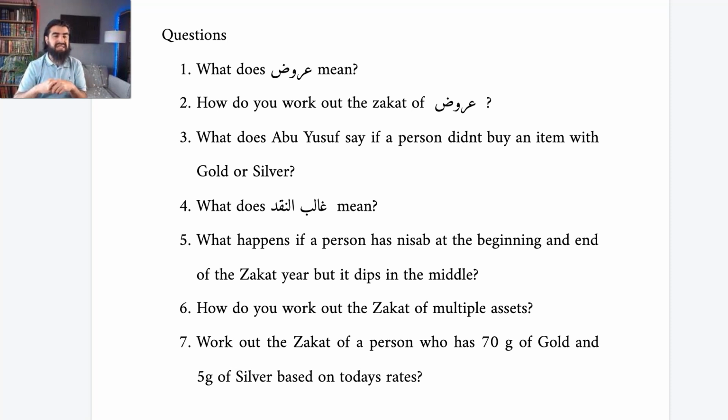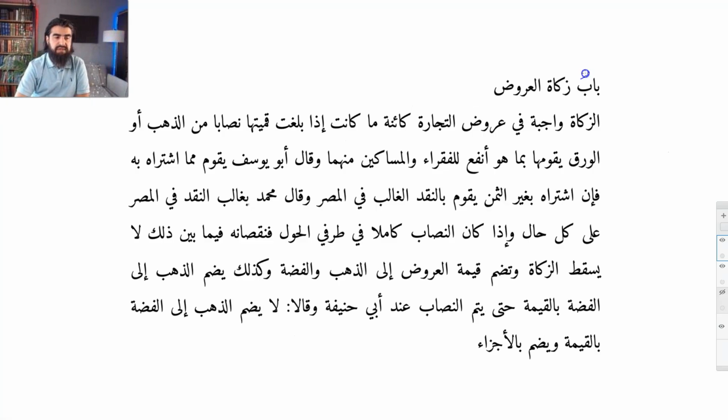What happens if a person has nisab at the beginning and end of zakat year, but it dips in the middle? How do you work out the zakat of multiple assets? And finally, work out the zakat of a person who has 70 grams of gold and 5 grams of silver based on today's rates. Right. So let's figure out some of the wording then.